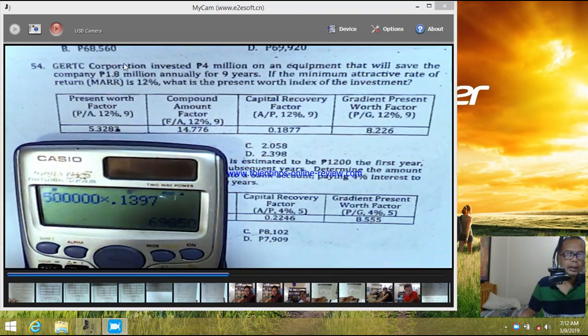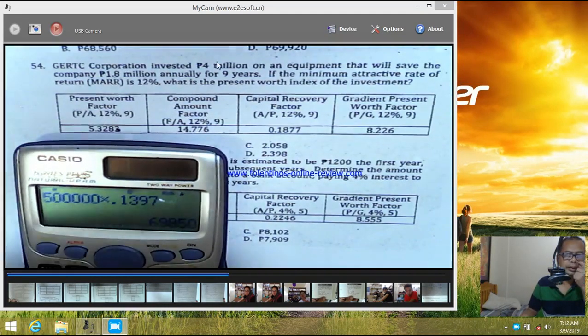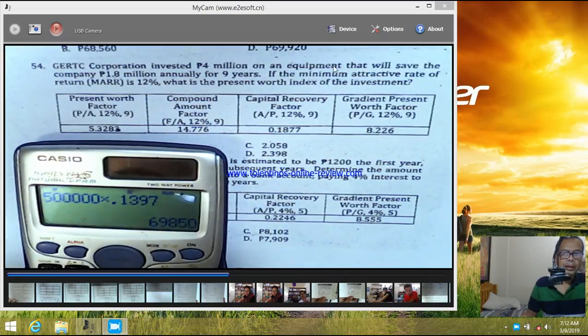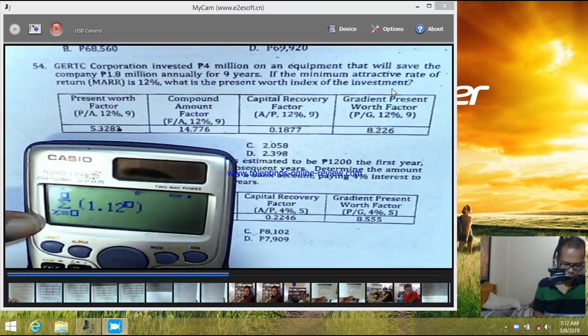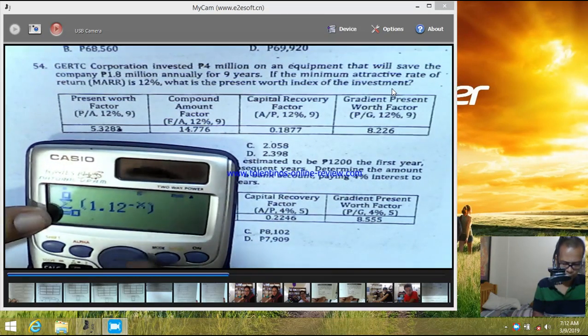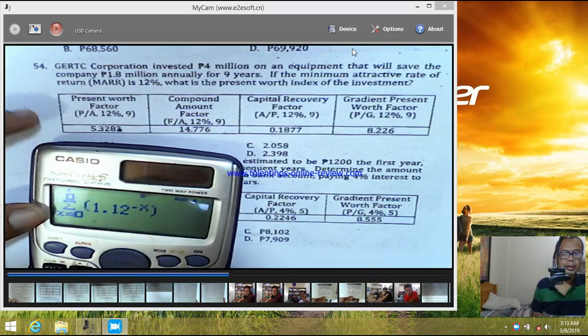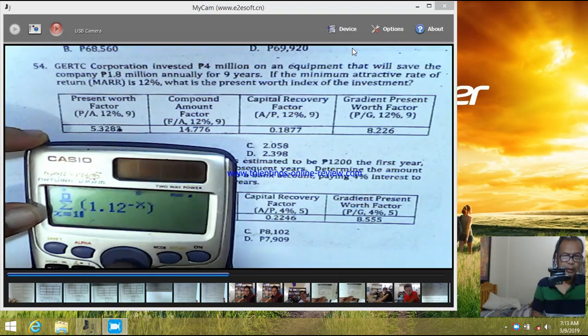Alright, GERTC Corporation invested 4 million on an equipment that will save the company 1.8 million annually for 9 years. If the minimum attractive rate of return is 12%, what is the present worth index of the investment? Just the summation of, again, 1.12 raised to the negative x from 1 to 9.